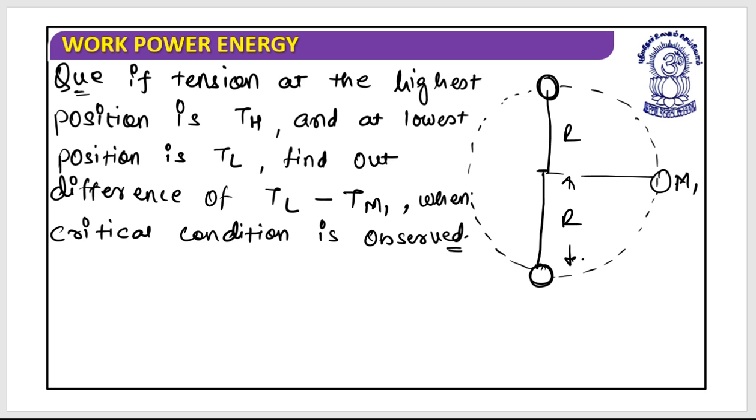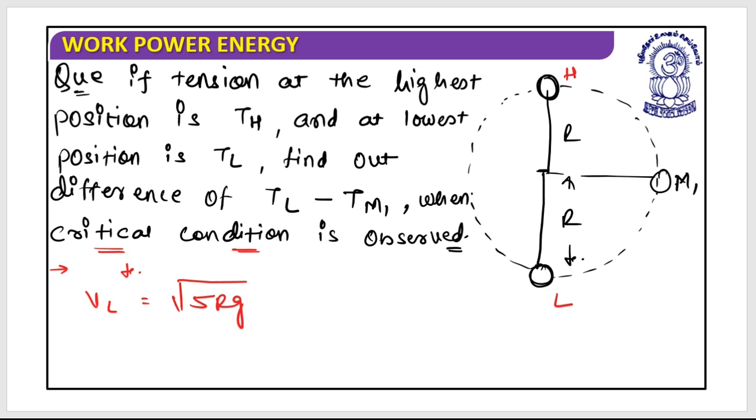So when they say the critical condition is observed, what should we write? That means the velocity at the lowest position, this is the lowest position, this is the highest, would be equal to root of 5rg. I hope this is clear. So this is the situation where velocity would be equal to root of 5rg.